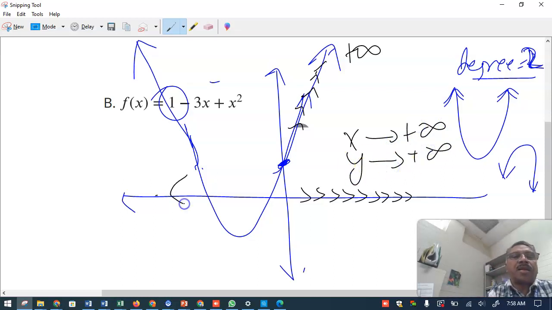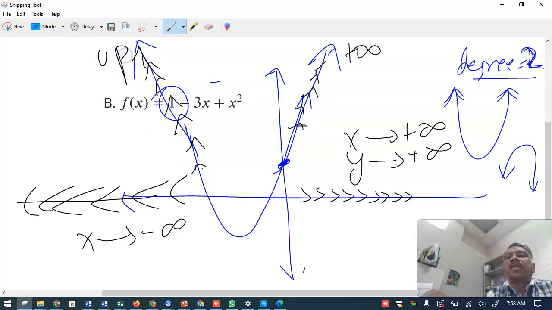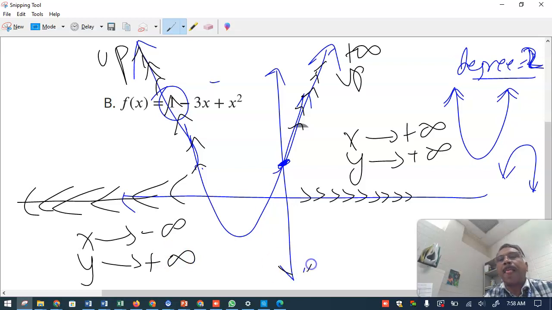But on the left side, if you take x as a very large negative number, then y also, that's the end behavior, y also goes up, see, up, and this is also up. So up basically means the y coordinate also becomes a very large positive number, that is plus infinity. And this is because the degree is even.